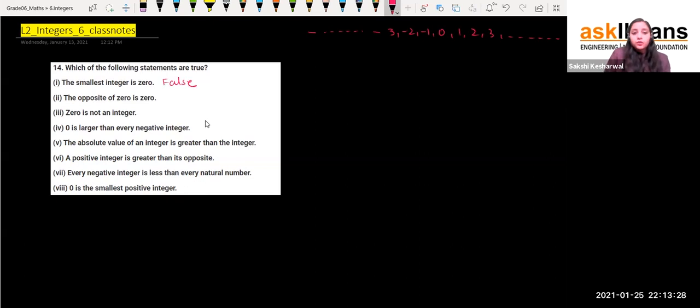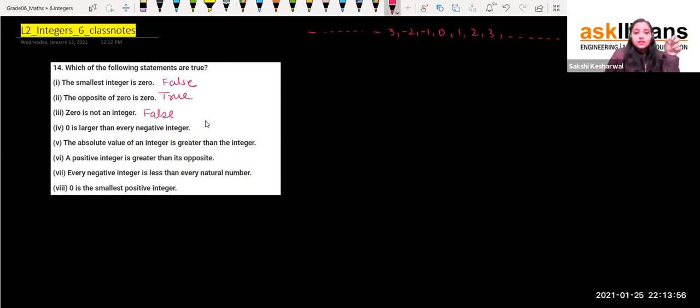Next, the opposite of 0 is 0. Yes, because the opposite of 1 is -1, and the opposite of 2 is -2. So it's true, right? Now, 0 is not an integer. False. 0 is an integer, right? We say that 0 is neither positive nor negative, but we never say that 0 is not an integer. It is an integer, so the statement is false, right?